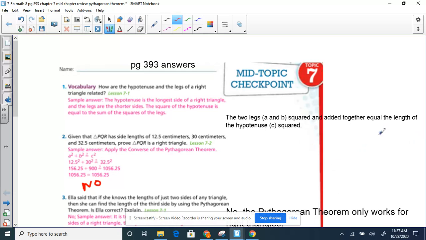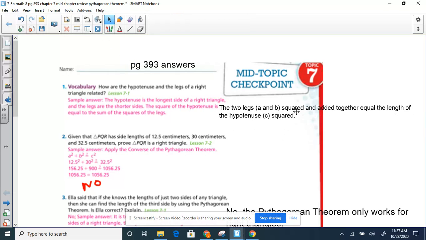It's the longest side. So how are the hypotenuse and the legs of a right triangle related? There are a lot of different answers. You could say something like the two legs, A squared plus B squared, added together equal the length of the hypotenuse side C squared. You could say something like, I know the hypotenuse is the longest side of a right triangle and the legs are the shorter sides. There's a lot of different ways that you could describe that.